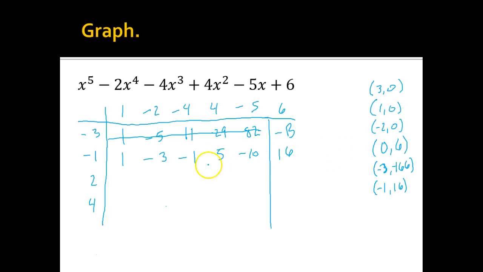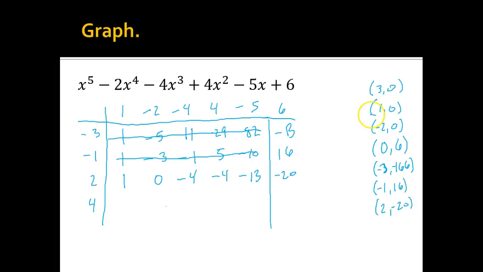So when x equals 2, we want to know what happens. Bring down the 1, cross that off, times 2 is 2, minus 2 is 0, times 2 is 0, minus 4 is negative 4, times 2 is negative 8, plus 4 is negative 4, times 2 is negative 8, minus 5 is negative 13, times 2 is negative 26, plus 6 is negative 20. So that one's pretty far down there: at x equals 2, y equals negative 20.